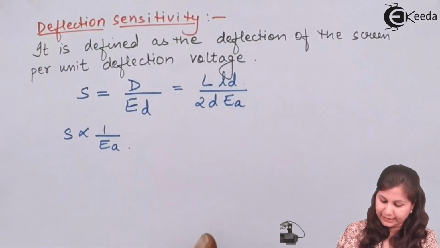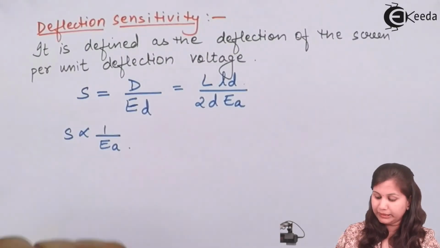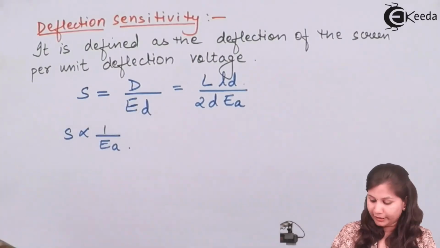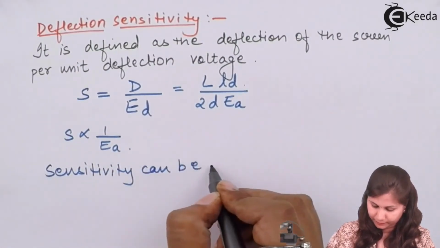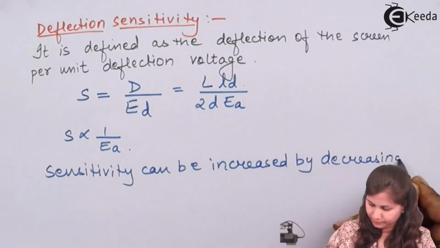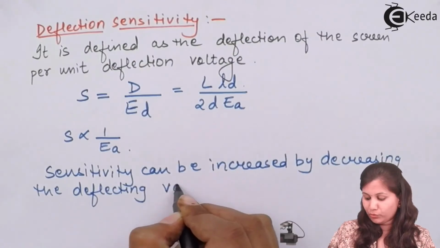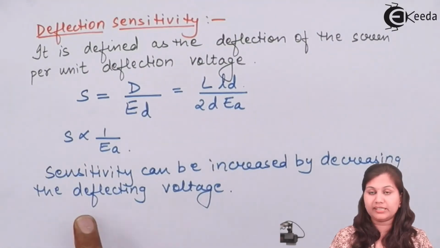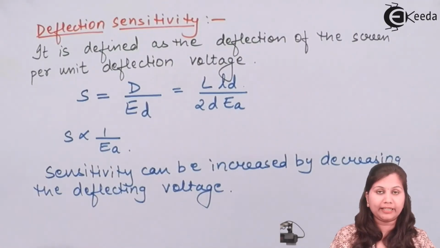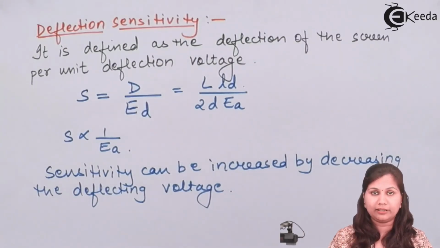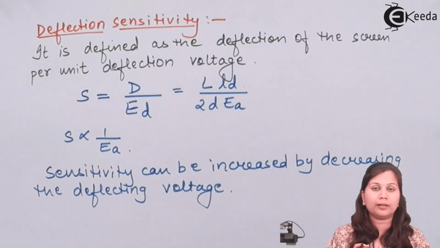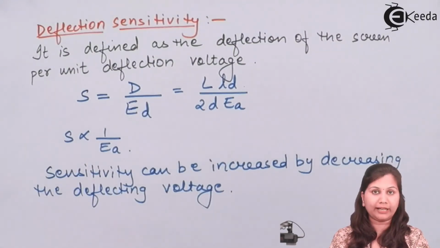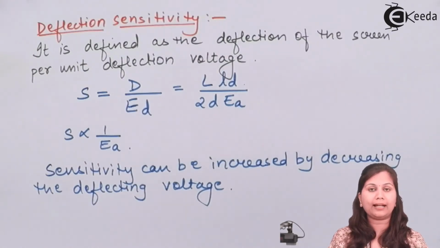So if we see this formula, the sensitivity can be increased by decreasing the deflecting voltage. If we want our CRT screen, our CRO, to be more sensitive, we have to decrease the deflecting voltage. But decreasing the deflecting voltage has a disadvantage: the intensity of the luminous spot produced on the phosphor screen will decrease. Okay, so a proportion is formed between the sensitivity and the deflecting voltage, so that the intensity is maintained and the CRT screen sensitivity is also maintained.